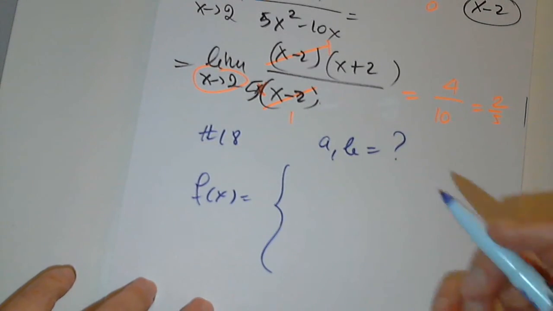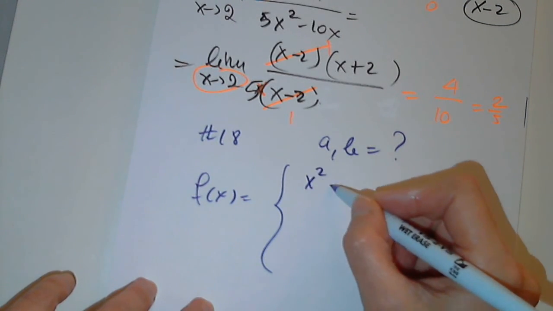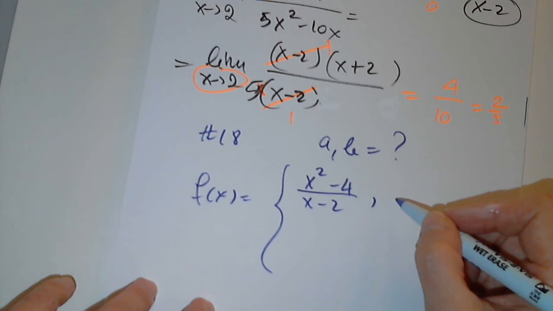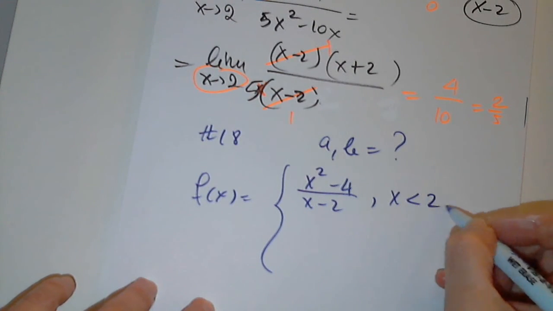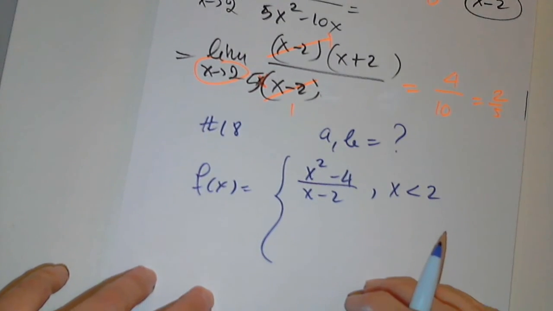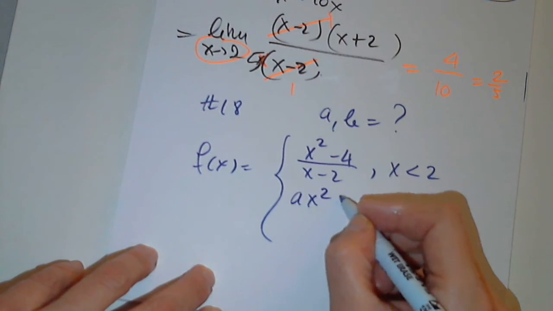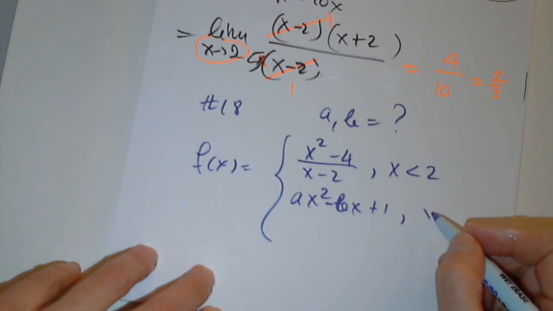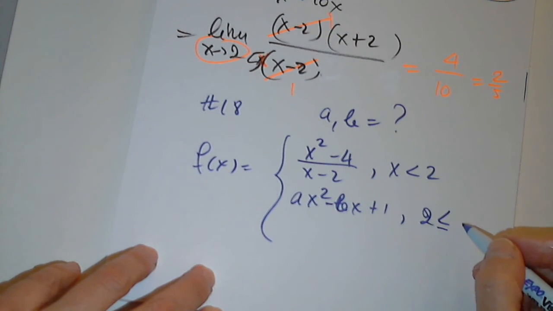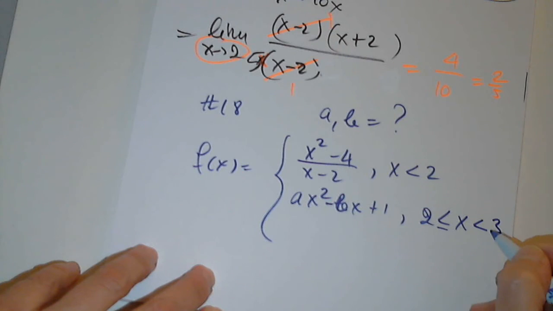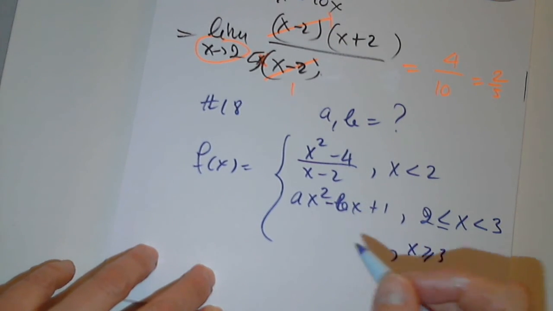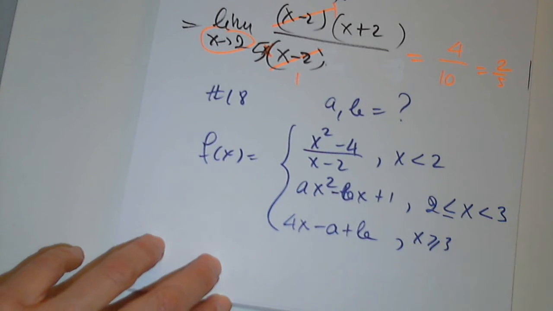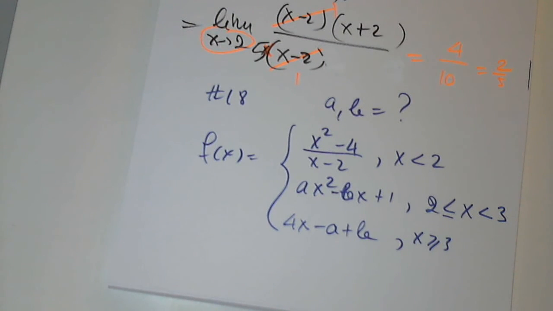So the first one is x squared minus 4 over x minus 2, and that's if x is less than 2. The second one is ax squared minus bx plus 1, and that's if 2 is less than or equal to x less than 3. And finally, 4x minus a plus b if x is greater than or equal to 3.